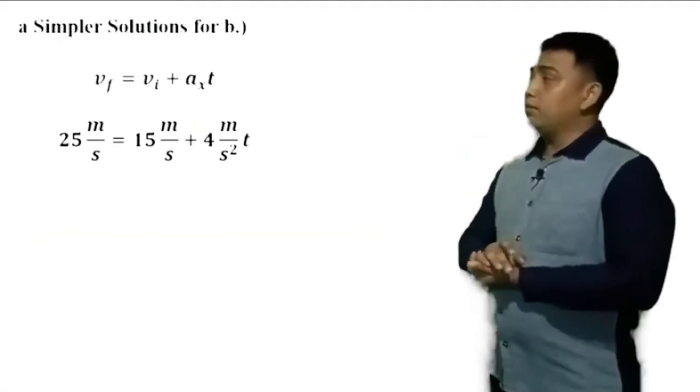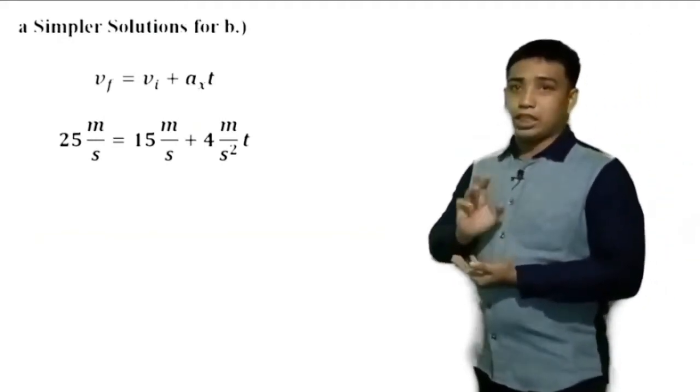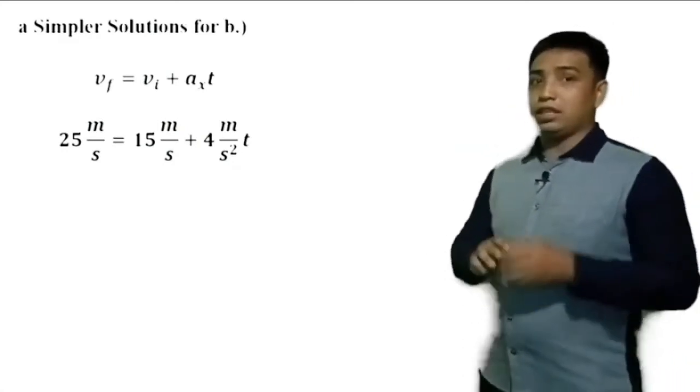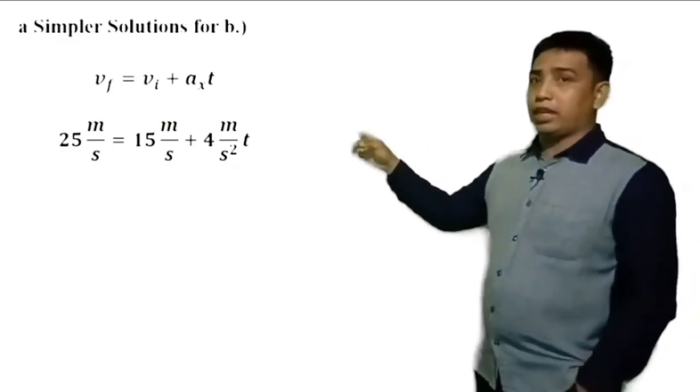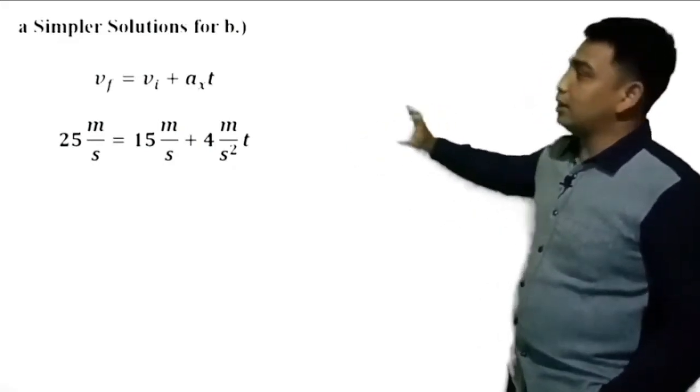And 15 meters per second is given data, which will be our initial velocity. We already know that the acceleration is constant, it's not changing, and that's 4 meters per second squared. So we can derive for time.